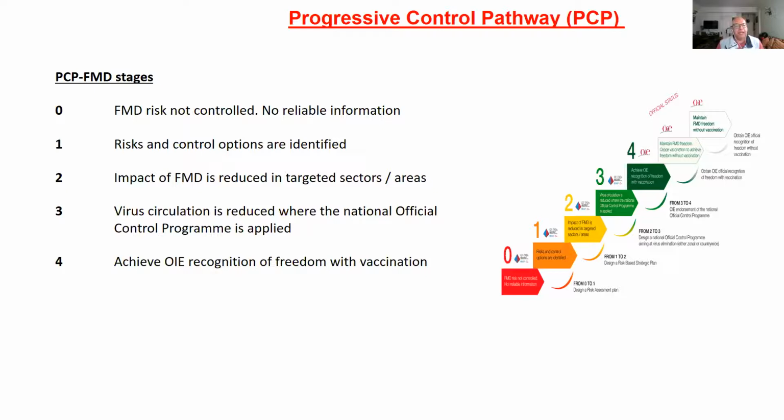Then you start developing your risk assessment plan. Once you have a risk assessment plan, in stage 1 slowly you try to find the risk. Where are the risks? And then you try to develop your control options, which are identified.